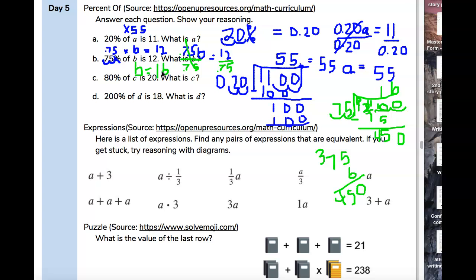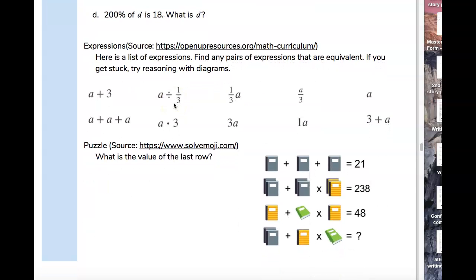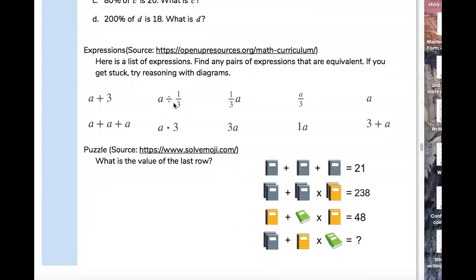So I did 2 with you, so I think we'll let you go ahead and do 2 on your own. Okay? All right. Alrighty, let's see here. I have to move this screen up and get rid of this marker. Okay, there we go. So here is a list of expressions. Find any pairs of expressions that are equivalent. If you get stuck, try reasoning with diagrams.